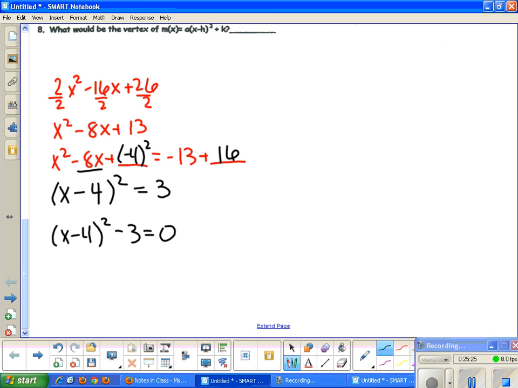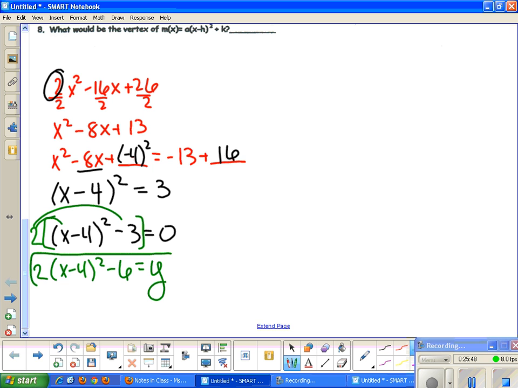And I'm not done because remember, my a value wasn't originally 1, it was 2. That means that for this equation, I would have to put that 2 back in. And if I do, that means I have to remember to multiply it by everything in my equation, otherwise it would change the equation. So this would be 2 quantity x minus 4 squared minus 6, and instead of equal to 0, it's now equal to y, so this would be my transformation form. So that's one way that you can solve this equation.